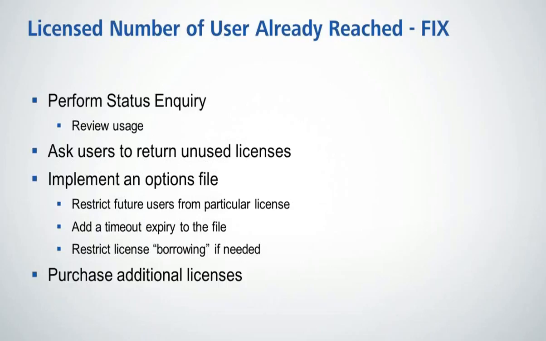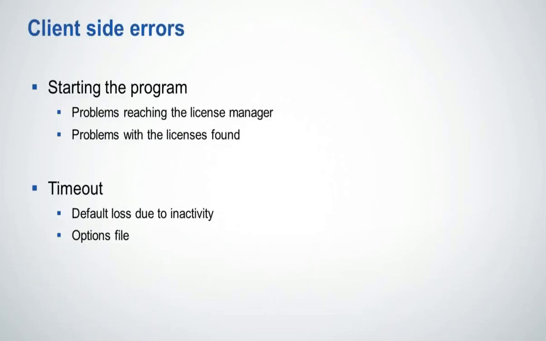You also have errors on the client side, so we're starting up a program. Basically, there are two scenarios that you're going to find that you're having errors with a client. When you first start the program, it's going to give you a message if it's having issues reaching the license manager, or if you're having issues with the licenses that it's actually finding when it reaches the license manager. There's really nothing else that could be. After you've already pulled the license, you may run into a timeout issue. It's a little more rare, but you could potentially lose the license after a period of time based on default settings or an options file if it's being used.